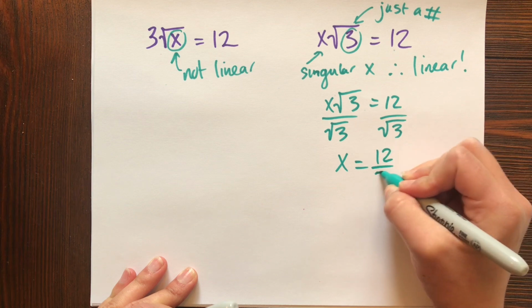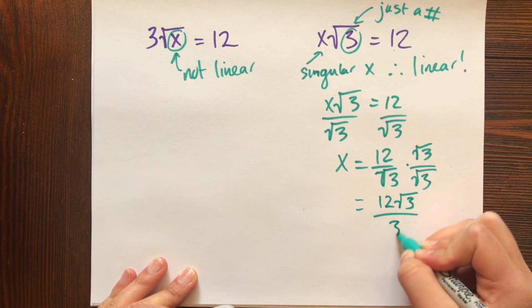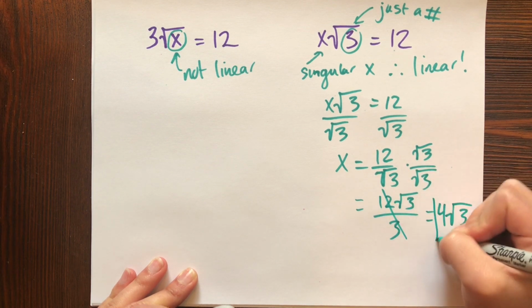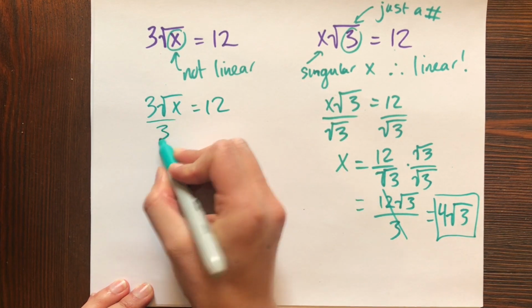I can just divide by the square root of 3. Okay, but then this is not simplified, so I'm going to multiply by the square root of 3 over the square root of 3. I end up getting 12 root 3 over 3, which is the same thing as 4 root 3. All right, let's go ahead and do the one with the x inside the square root.